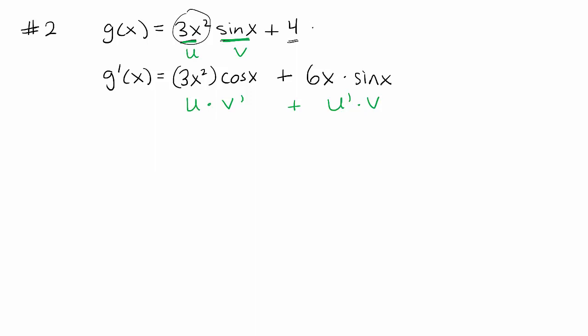And then this last term, just a constant. Anytime we take the derivative of a constant, that's just going to be 0. All right, so your final answer, just 3x squared cosine x plus 6x sine x. And just leave it like that. That's number 2.